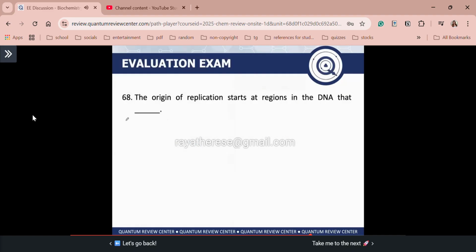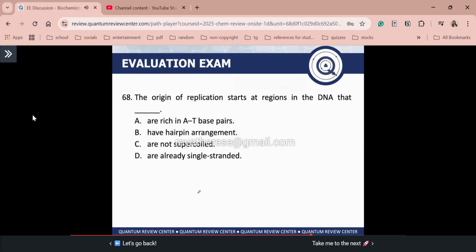The origin of replication starts at regions in the DNA that blank. Class, remember, I emphasize this, di ba? So our answer here must be letter A. Again, your AT base pairs compared to your GC base pairs, relatively weak ang interactions because it is only held by 2 hydrogen bonds compared to your GC that have 3 hydrogen bonds. Okay? Sir, how about the hairpin arrangement? Class, this arrangement is for secondary structures formed by your RNA, not in your replication ng DNA.